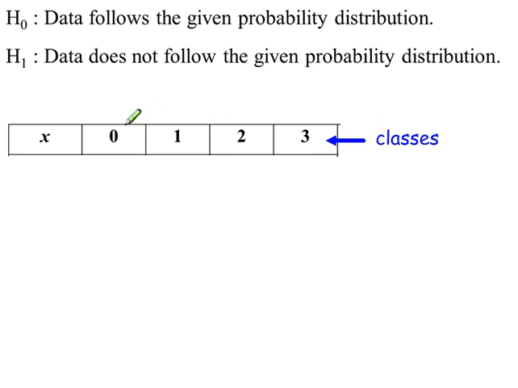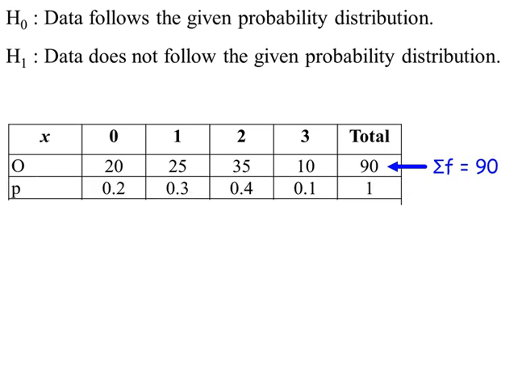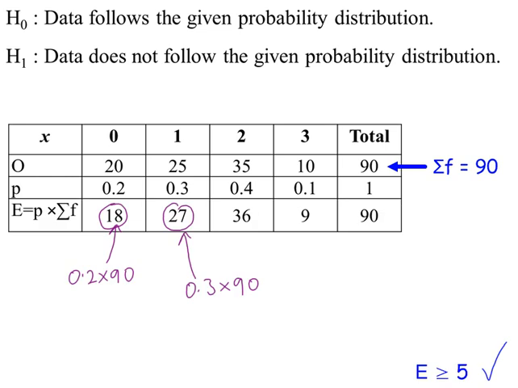So we have our classes into which our observed frequencies will fall. The sum of all of our observed frequencies is 90. The p-values were already given, and then we calculate the expected frequencies using this formula: the probability p times the total frequency, which is 90.